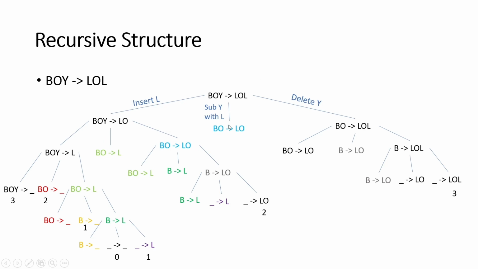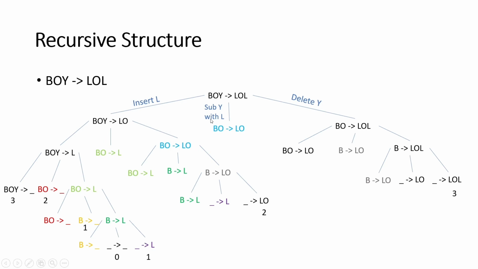Now for substituting Y with L, we can start from the word boy to LL, go to BO to LO, and that is actually the minimum distance, and then add the cost of substituting y with l. So this will be the minimum distance of this plus 2 is this. Now we compare these three paths of the tree and check what the minimum value is, and there we get the minimum edit distance of this.